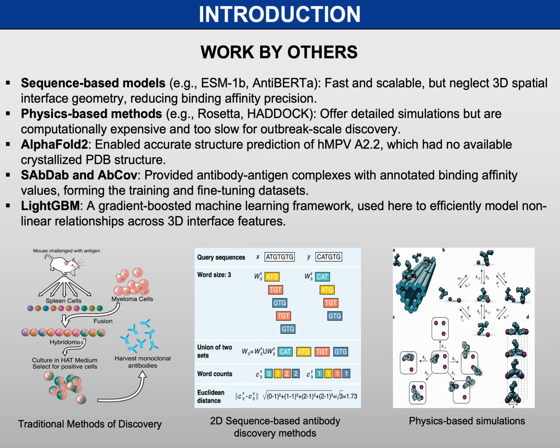Reviewing the related work landscape, we see sequence-based models like AbLang, which are scalable but ignore 3D structure. Physics-based methods like HADDOCK and MD simulations are accurate but too slow for outbreaks. AlphaFold2 as a tool is transformational, enabling structure prediction even for novel variants like HMPV 8.2. And finally, LightGBM allowed me to model nonlinear structure-affinity relationships effectively. By combining these tools, I built a hybrid pipeline that is fast, scalable, structure-aware, and grounded in immunological reasoning.